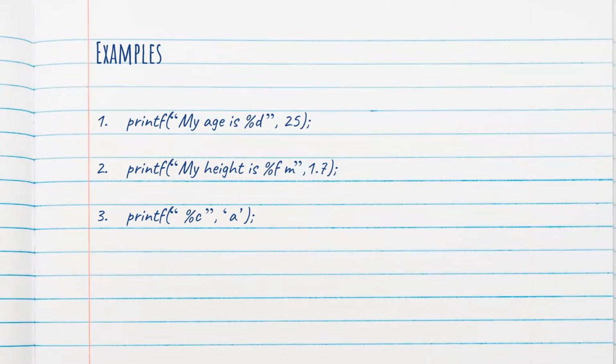The second one is my height is %f m. Here %f is the format specifier and m is meter. So the output of this statement will be my height is 1.7 meter. The next is printf %c. %c is for character, so the data that I have associated with this %c is also a character, and I have written it in single quotation marks. So A will be printed.